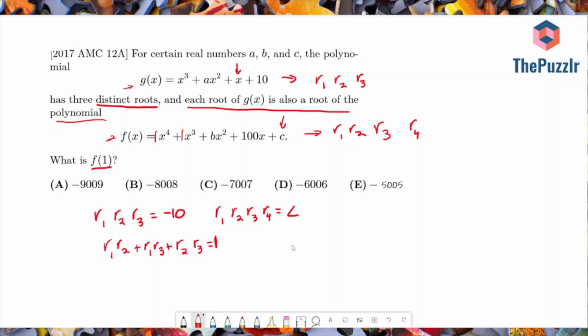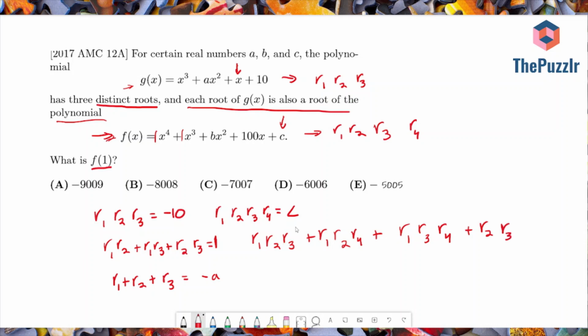Now, from that first g of x, we also know that r1 plus r2 plus r3 is going to equal negative a. From this second f of x, you see a lot of r1s, r2s, and r3s. That should definitely help. Maybe we can manipulate the problem somehow to find those roots, or at least one of them. Taking the sum 3 at a time, we get r1 r2 r3 plus r1 r2 r4 plus r1 r3 r4 plus r2 r3 r4. We can probably start noticing some patterns.